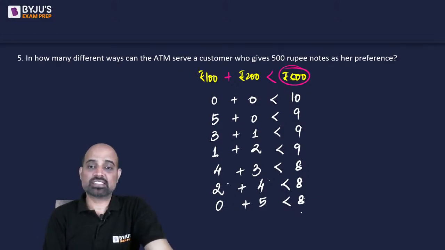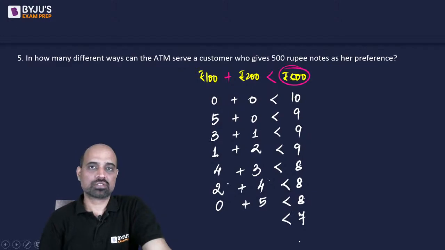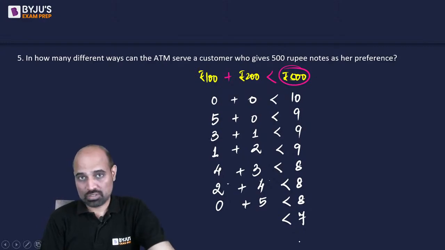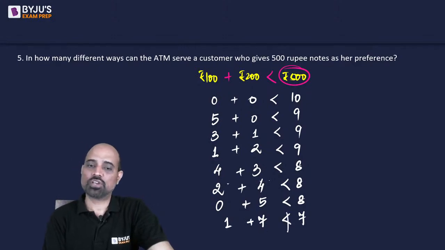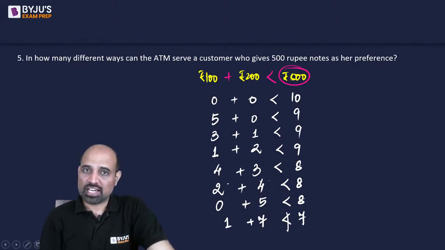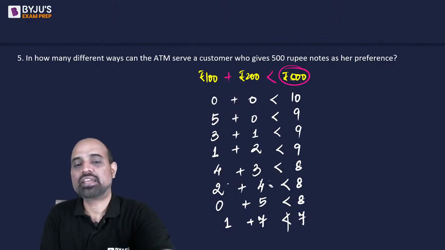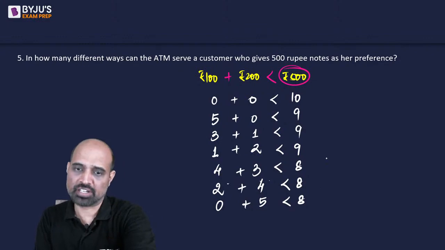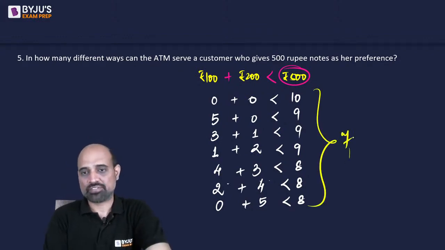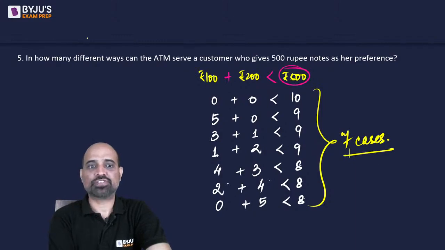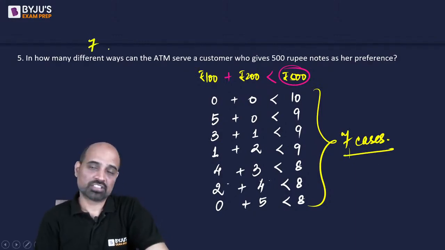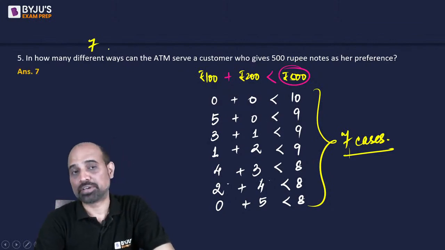Next possibility is if we take 7 notes of 500, that is 3500 rupees. Now I need another 1500 with less than 7 notes. So if I take even 200 के ना, तो 7 note और 1 note तो लेना ही पड़ेगा, which will not fulfill the condition that 500 rupee note is given as the preference, because the number of notes of 100 and 200 is 8. ज़्यादा हो गया 500 rupee note से, तो 7 पे नहीं वर्क करेगा. जब 7 पे नहीं करेगा, उसके नीचे पे नहीं करेगा. So we get a total of 7 cases. So there are 7 different ways by which the ATM can serve a customer when 500 rupee notes is given as the preference. Okay.